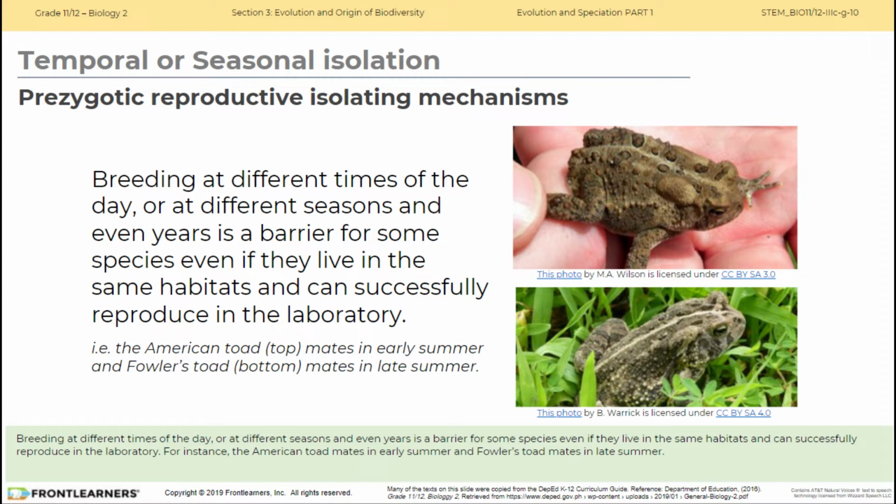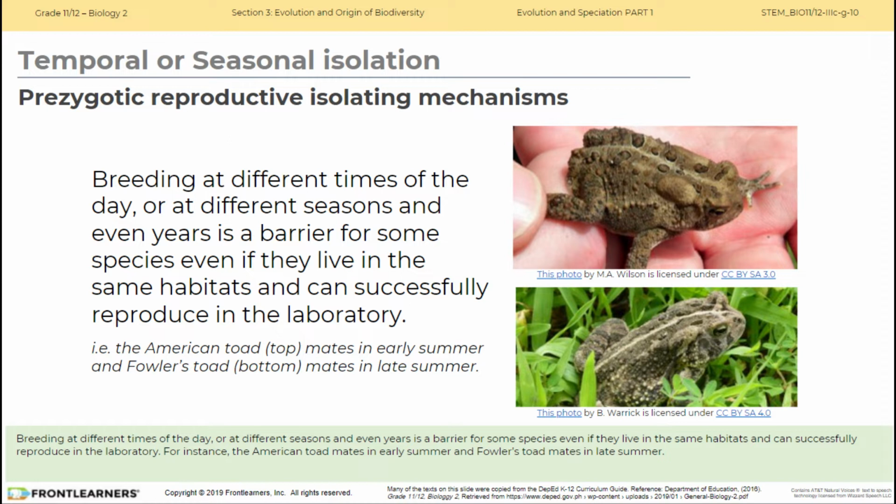seasonal. 'Di ba nakikita mo may seasonal kung kailan nagbe-meow-meow ang mga pusa, hindi naman lagi. So, seasonal din. Hindi lagi. Yan. Grabe na yung lagi. So, yung breeding mechanism nila, magkiba ang oras. So, yun yung seasonal or temporal isolation.